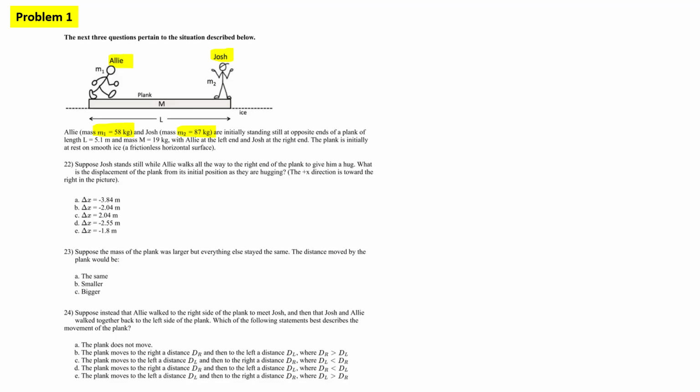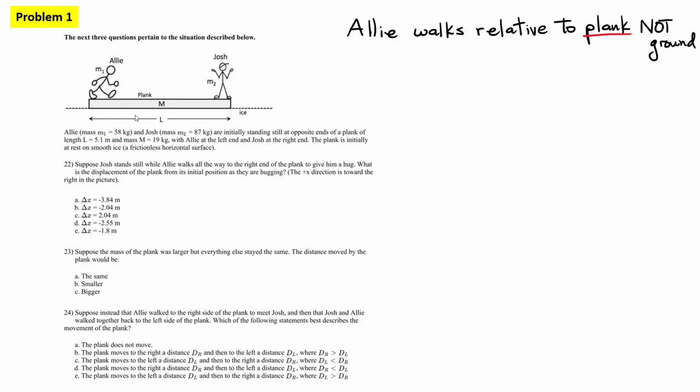So this is kind of a nice center of mass problem. The first thing that is very, very important is as Allie moves to the other side over here, she walks actually relative to the plank. All right, so she moves all the way here to the right-hand side. She does not move relative to the ground. So this is one of the key points of this problem.